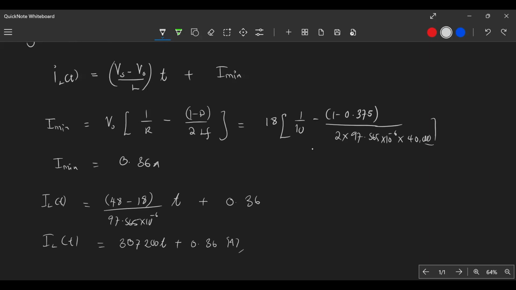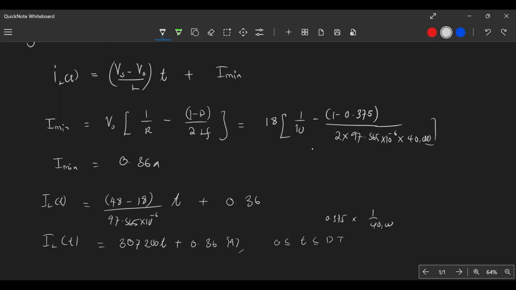It's a linear equation. As you can see, there's a linear relationship for the time t less than or equal to D times T. And what is D times T? You can calculate that. We know the duty cycle, we know the period, so let's calculate that so that we have the actual time. You can just plug in: the duty cycle is 0.375, and the period T is 1 over the frequency, 40,000.